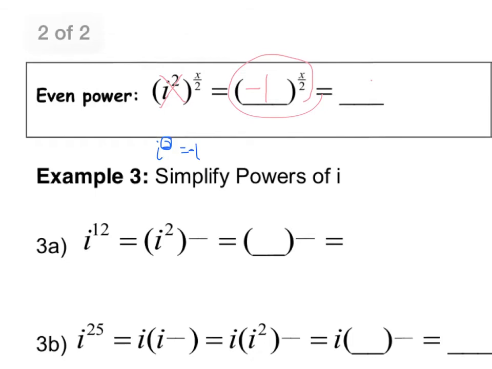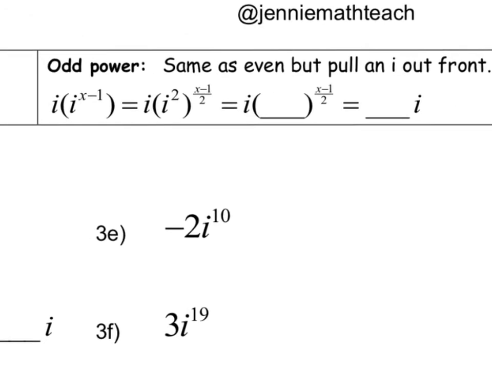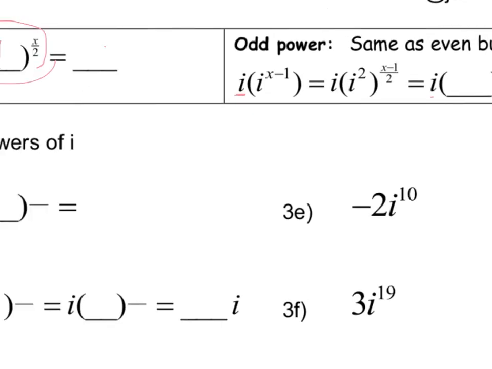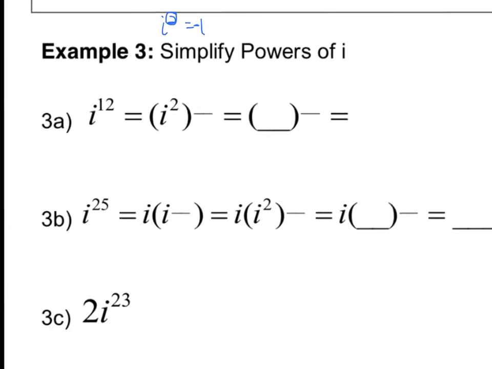If we have an odd power, we'll do the same thing except, so that we can write our answer using i squared, we're going to pull an i out in front. And then we'll continue the rest of the way. We're just going to keep writing an i, and then at the very end we'll put the i last. So let's try some of these so you know what I mean.